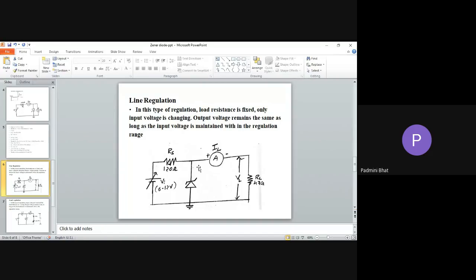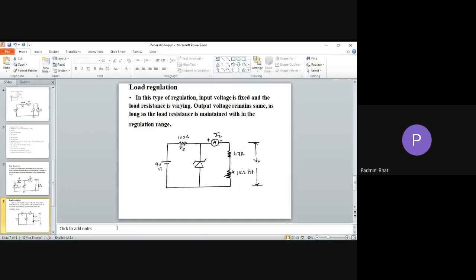So now what are we designing? Our input has to be within 6 to 12 volt. Then I can assure you that this Zener diode output will be 4.7 volt throughout. So that was about line regulation. I varied the input, still I got the constant output on the other side.